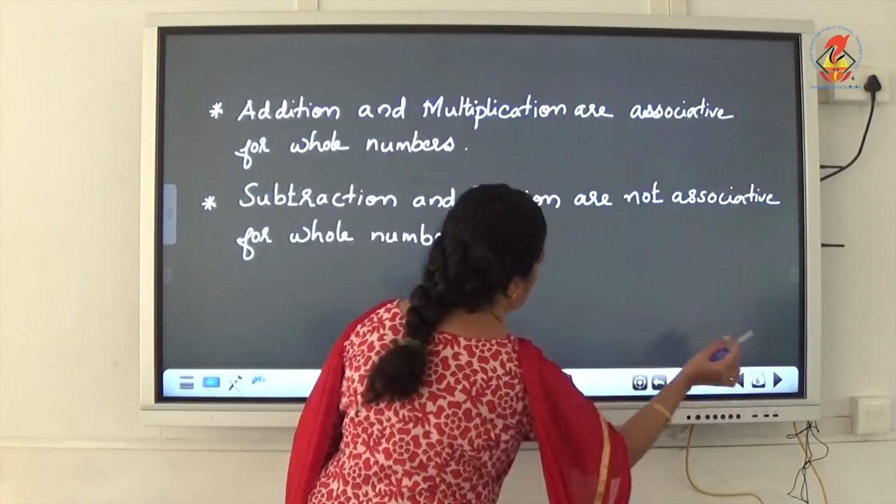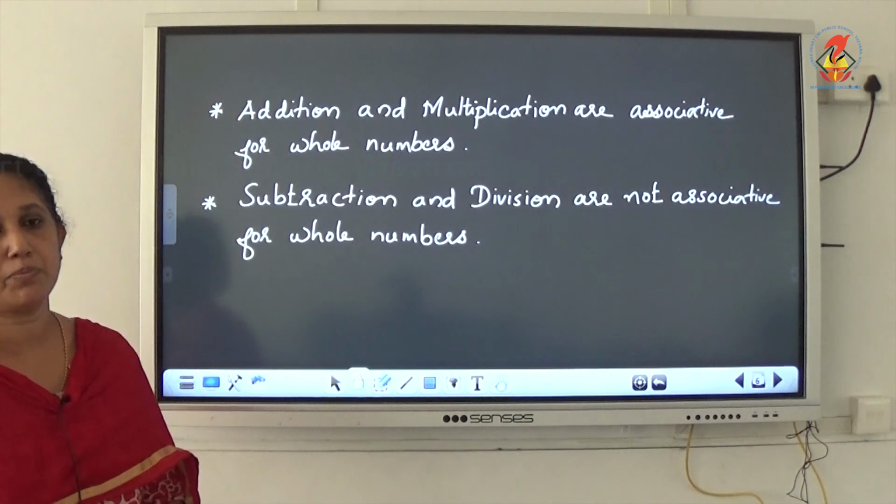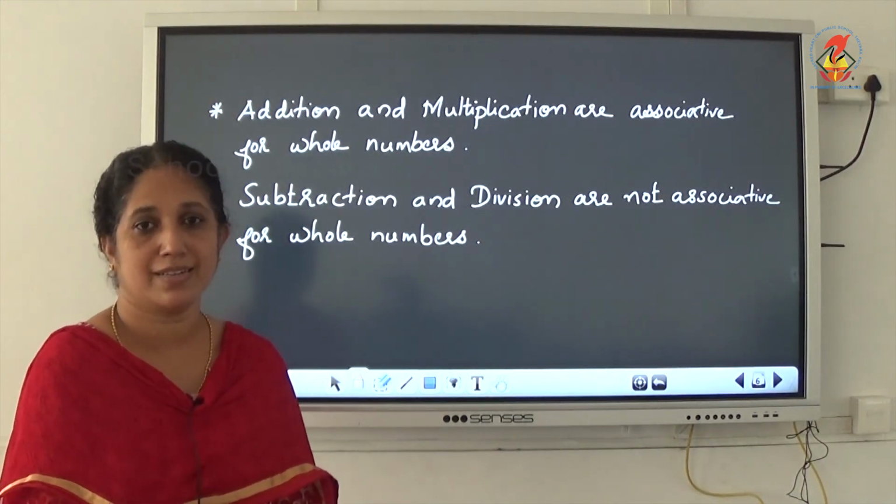Now, we can summarize like this. Addition and multiplication are associative for whole numbers, but subtraction and division are not associative for whole numbers. So, learn the properties of whole numbers, learn it properly.